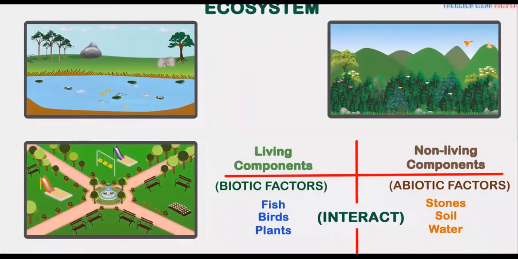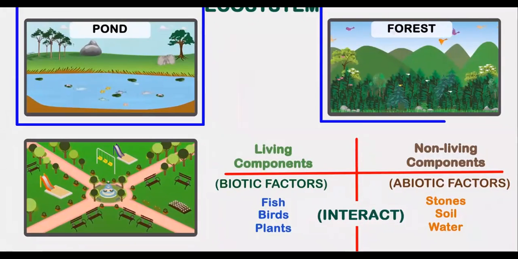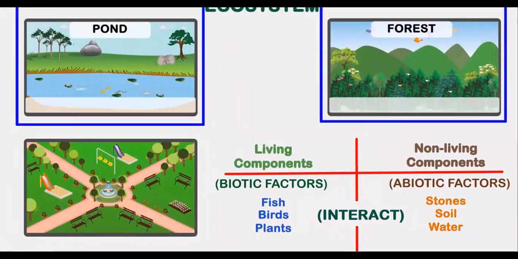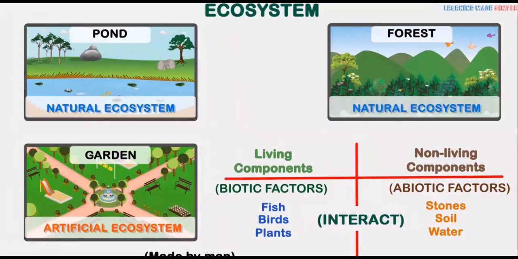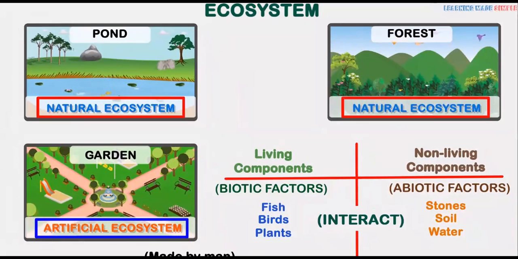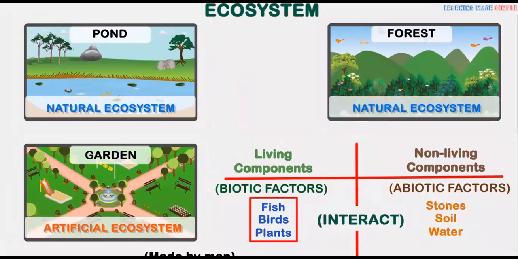An ecosystem can be as small as a pond or as large as an entire forest. A pond or a forest is a natural ecosystem, whereas a garden is an artificial ecosystem as it is made by man. However, in every ecosystem, living beings thrive and sustain themselves with the things available in that particular ecosystem.